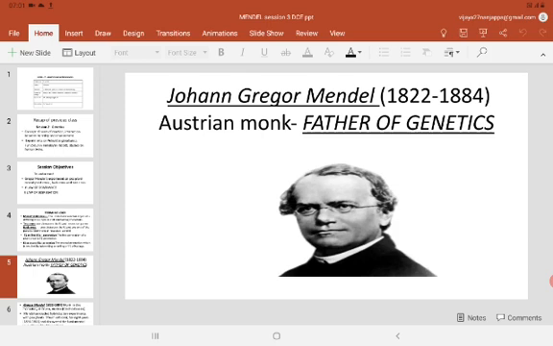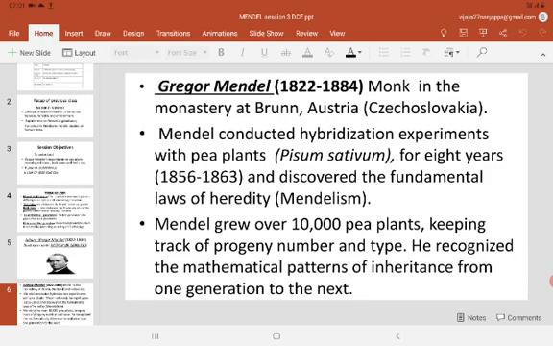This is the great scientist in genetics who is called the father of genetics, Gregor Mendel, 1822 to 1884. He was an Austrian monk, and he was a father at Brunn in Austria, then Austria, now it is called Czechoslovakia. He conducted hybridization experiments with the pea plants, Pisum sativum, and he did his experiment for 8 years, and he discovered the fundamental laws of heredity, which is known as Mendelism.